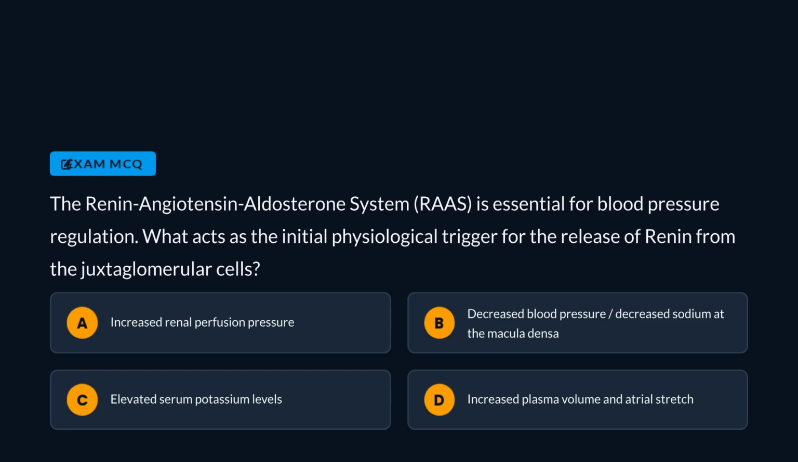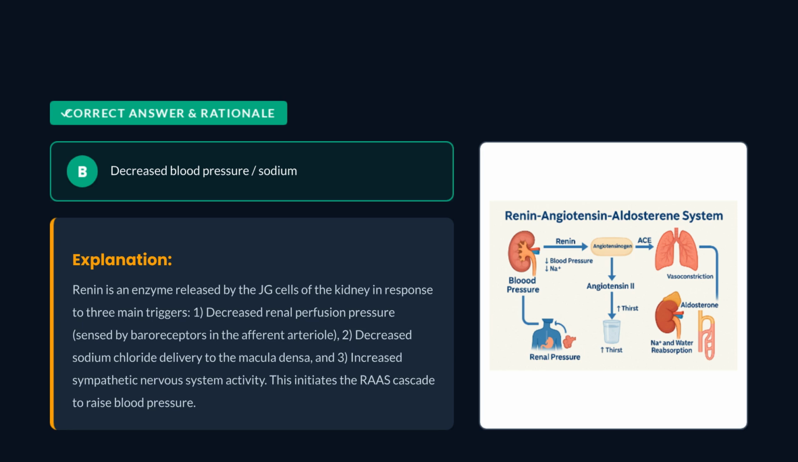The renin-angiotensin-aldosterone system, RAAS, regulates blood pressure. What acts as the initial physiological trigger for the release of renin from the juxtaglomerular cells? Renin release is triggered by decreased blood pressure or decreased sodium at the macula densa. This cascade initiates the RAAS to ultimately increase blood pressure.